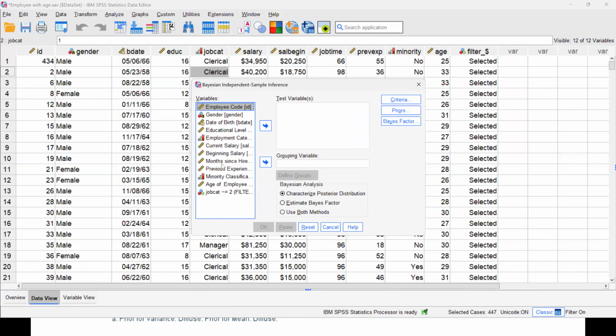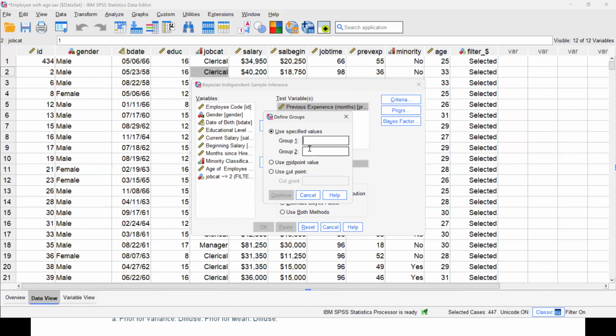And I'd hit reset here and I'd say, okay, I want to look at previous experience. That's my test variable. Then my grouping variable would be the groups that I'm comparing. And I would say I want to compare groups 1 and 2. Here, so it's going to be like a t-test, and that's actually group 1 and group 3.